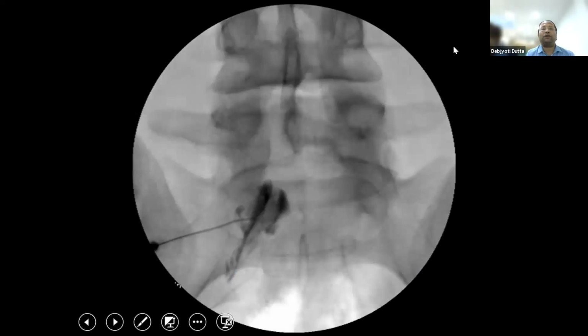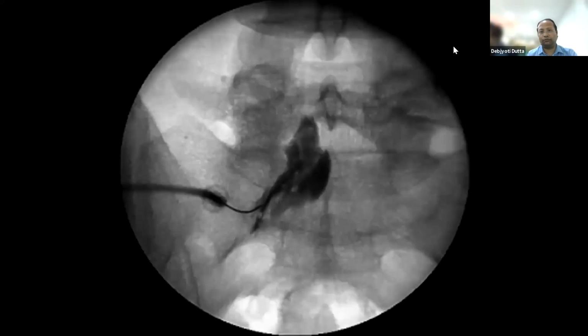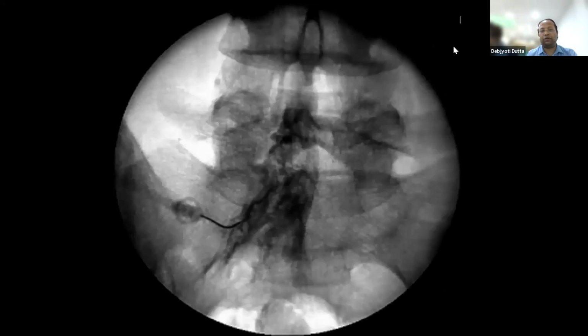So after putting your needle at the foraminal level, when you inject contrast, the contrast should go above, towards the epidural space along with the nerve root. This is also after giving contrast. This is also after giving contrast. More contrast is given, so we can see that it is going towards the epidural space.